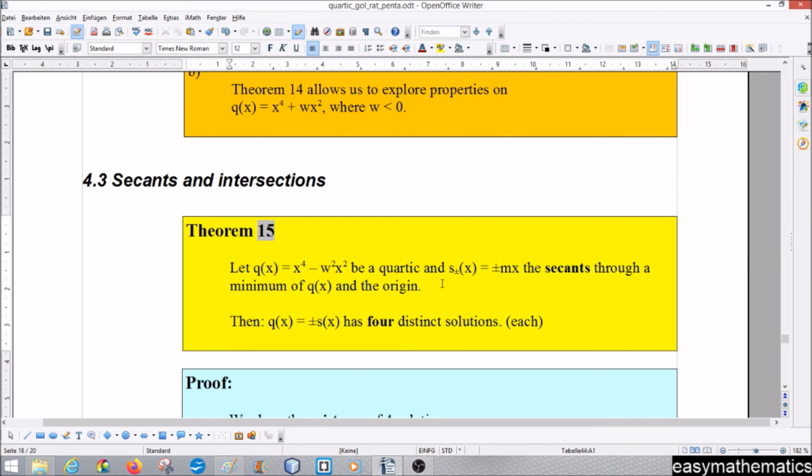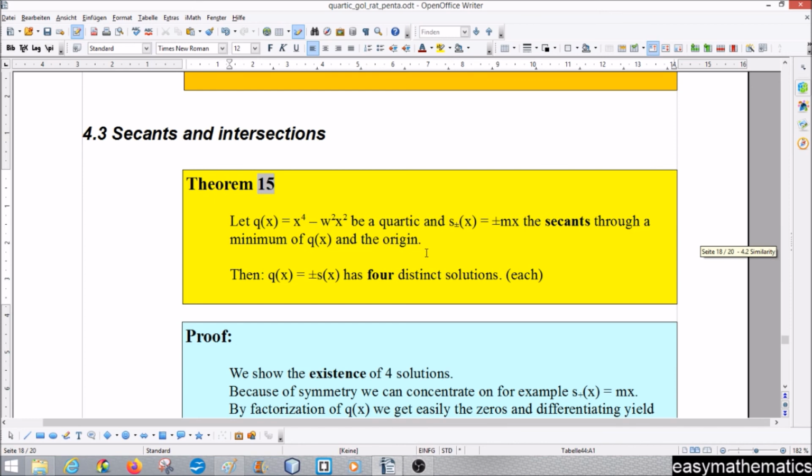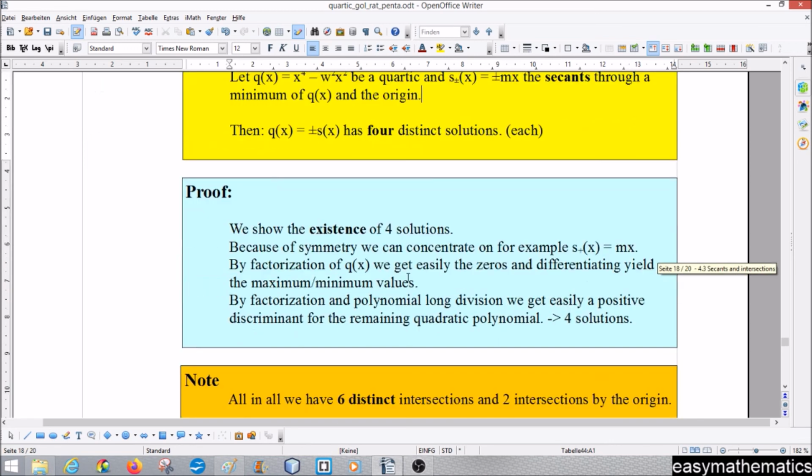I will not show a picture to you. Please make sure you find this picture and make clear visually why this is true, and we can calculate these 4 distinct solutions very easily. I give a short proof. You can go through all the details. So first we show the existence of the 4 solutions.